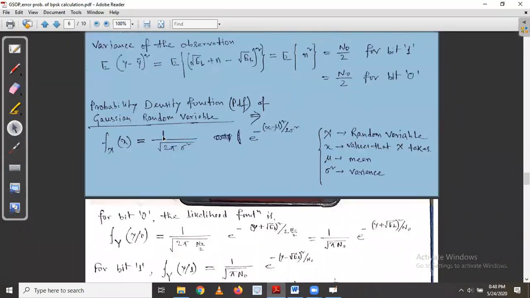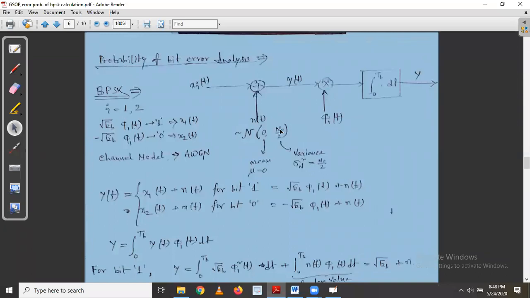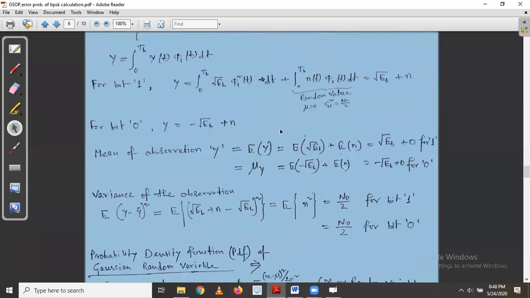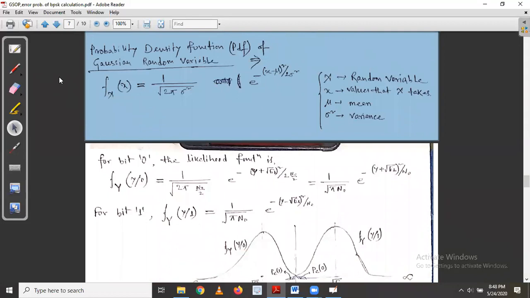Last day we discussed some mean and variance of BPSK. Our main purpose was to calculate the probability of error of BPSK. And we have seen one new thing, that is the Gaussian random variable probability density function, which is denoted by this, and the meaning of each variable I have mentioned here. Now for bit 0 and for bit 1.